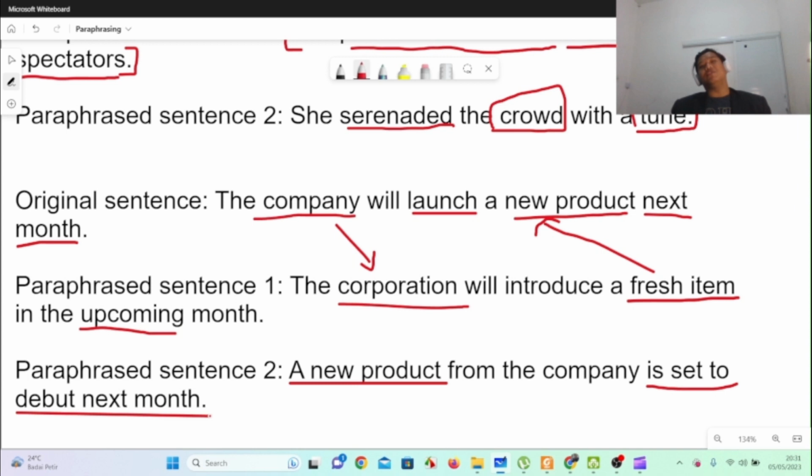From time to time, you don't need to literally change every single word, but if possible, you should. So if the second sentence were to say a fresh item, that's completely fine as well. So here, a new product from the company also kept the same. Again, that is fine. Is set to debut next month. Now here, what is the significant difference? As I mentioned, it's a different structure. So this example might have kept the two terms the same, the new product and the company, but this person changed the structure. So that is a really good skill set as well.